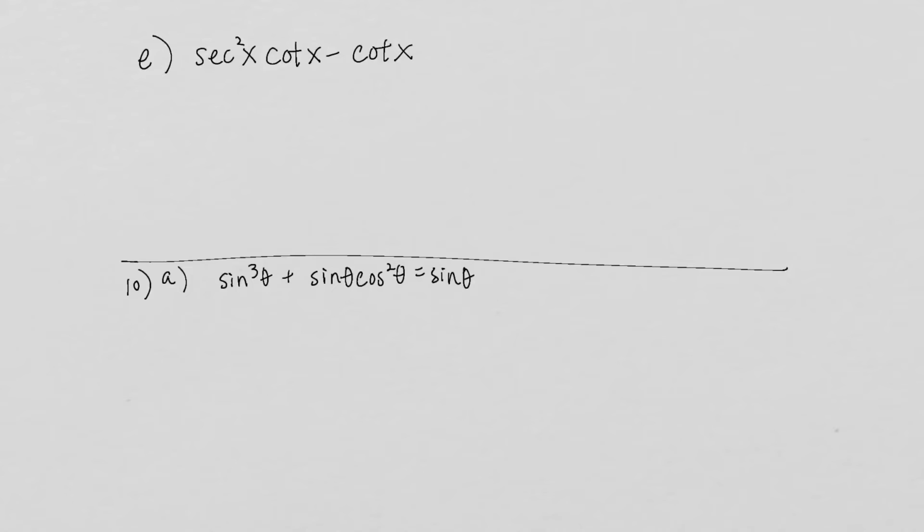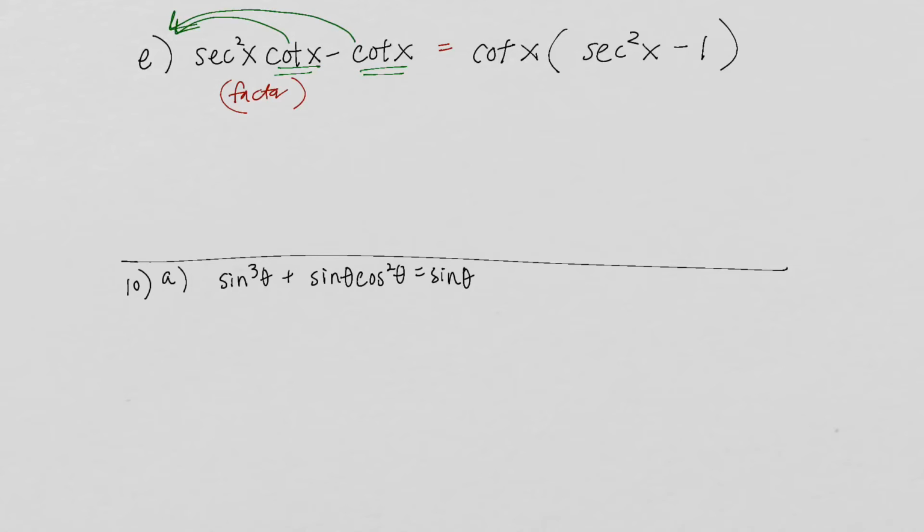So again, I think secant squared of x could be using the Pythagorean identity, but before I do that, I notice that both of these terms have a cotangent in it. So the first thing I probably want to do is factor. So I'm going to pull a cotangent of x to the front, and that leaves me with secant squared of x for the first term and 1 for the second term. So I'm just pulling this and that out to the front. So now it's right here. Okay? And then secant squared minus 1, I can use the Pythagorean on that.